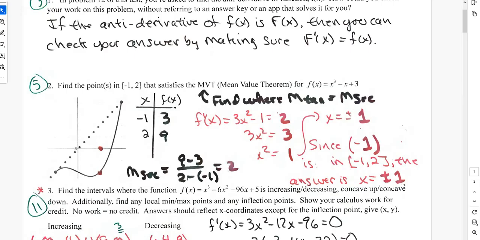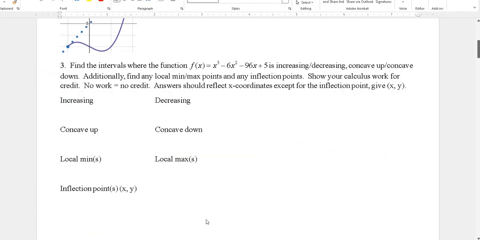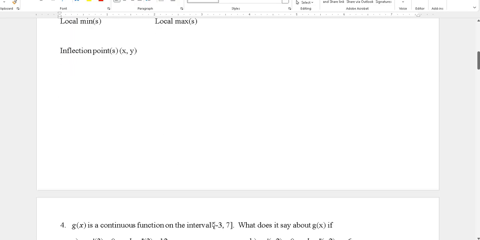Let's keep going. Just some basic increasing, decreasing, concave up, concave down stuff. A nice polynomial. That's bread and butter stuff. You should be able to nail this one. This one is a gift. It's a nice polynomial, not any trig functions or exponential functions. You don't have to use a chain rule. You should be able to tell me where it's increasing, decreasing, concave up, concave down, local mins, local max.